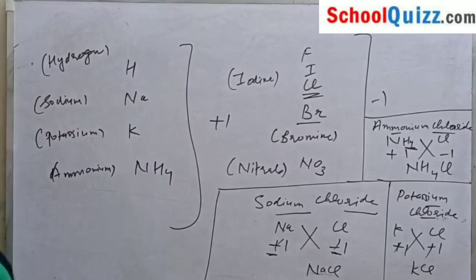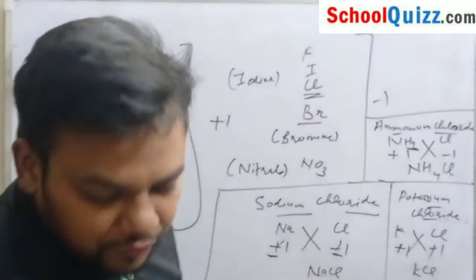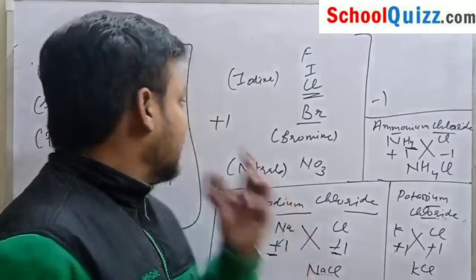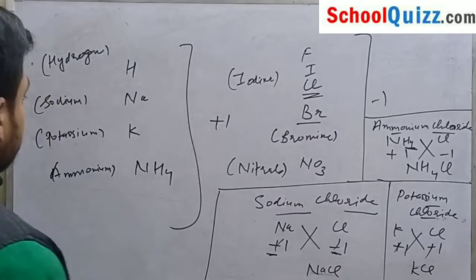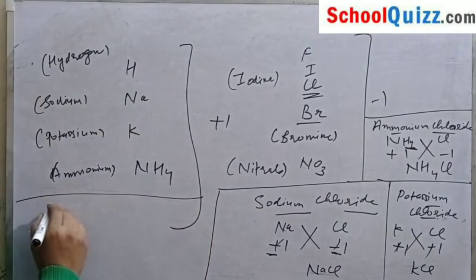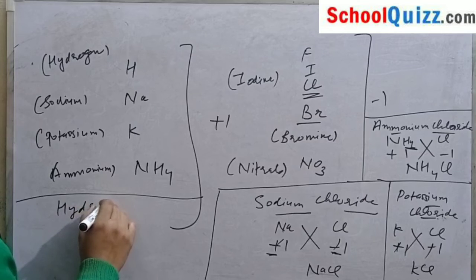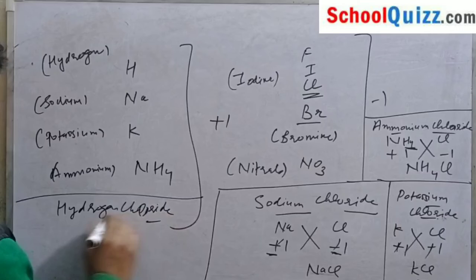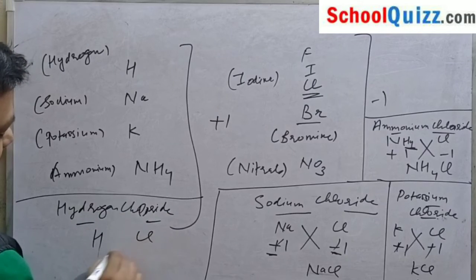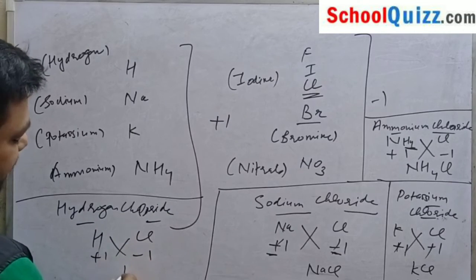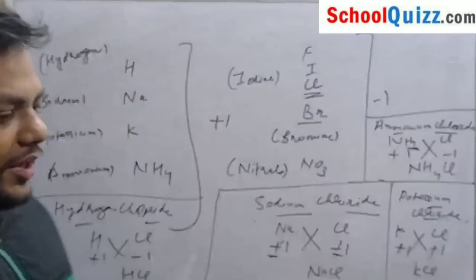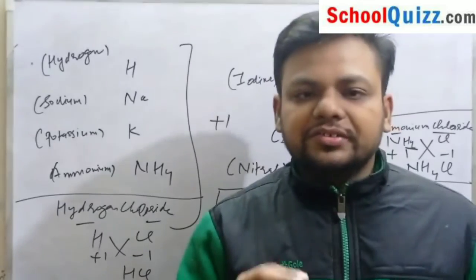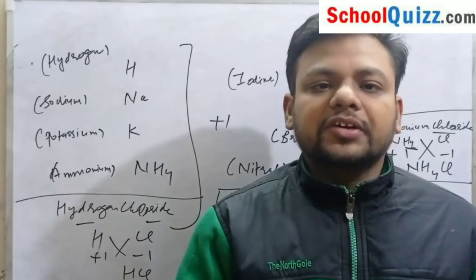Next we take another example: hydrogen chloride. Hydrogen is H, chloride is Cl, plus 1 minus 1, crisscross, HCl. Very easy, students. But you have to memorize the symbol of each element and its valency.